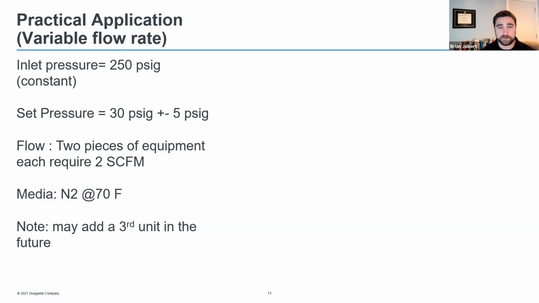We talked during the earlier part of this presentation about how we're always just given the bare minimum information: set inlet pressure, set pressure, maximum flow rate, and maximum flow rate doesn't really help us. Ideally, if we've got a variable flow, we need to know what that is. And it's also extremely helpful to know what the tolerance of your set pressure is.